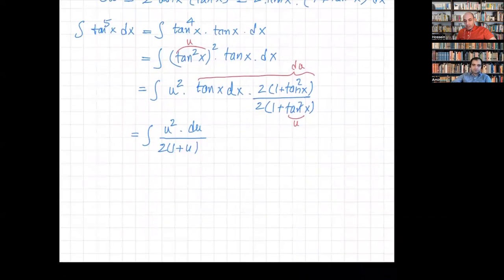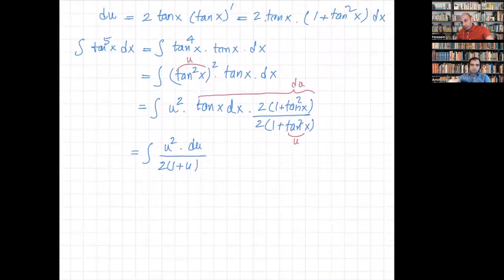Okay, so I can take this 1/2 out of the integral. So I have u squared divided by 1 plus u times du. And here, what I'm going to do is subtract 1 and add 1 to the numerator.